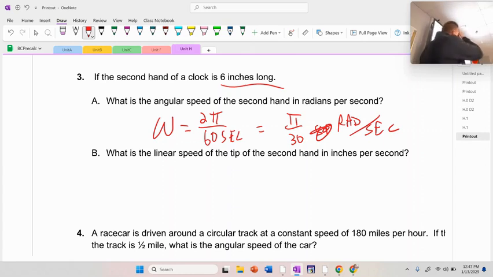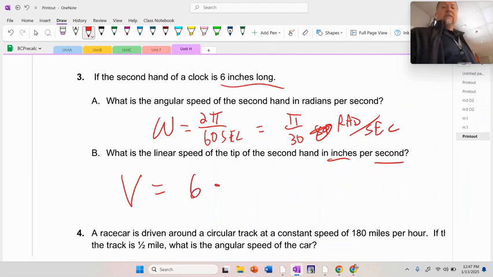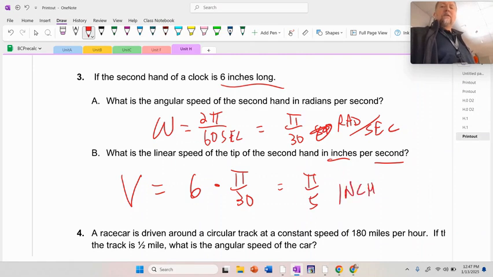What is the linear speed of the tip of the second hand in inches per second? It's just as simple as this. It is 6 times pi over 30, and that turns into pi over 5 inches per second.